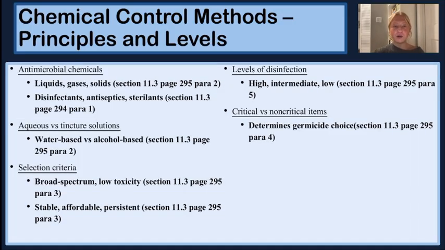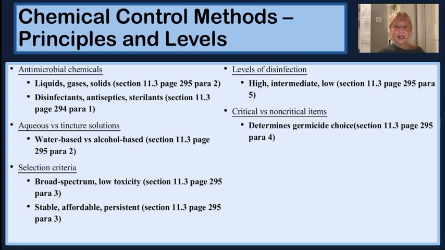So then we have chemical control methods. So chemical control of microbes relies on a big range of antimicrobial agents that exist as liquids, gases, or solids, and these include disinfectants, antiseptics, sterilants, and preservatives that are designed for different settings and different materials. So these chemicals are often prepared as aqueous solutions or tinctures, and they depend on whether water or alcohol is used as a solvent, which affects penetration and activity.